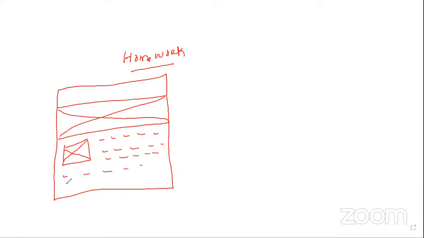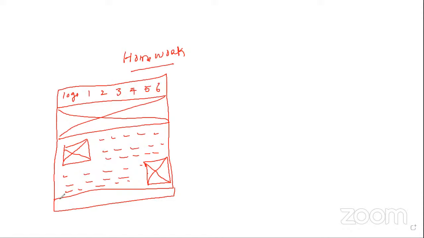Now again some text, one image. At last, add one footer. So header and footer: put a logo in the header and navigation links, one, two, three, four, five, six links. In the footer also put a logo, copyright information and social links. This is one page.